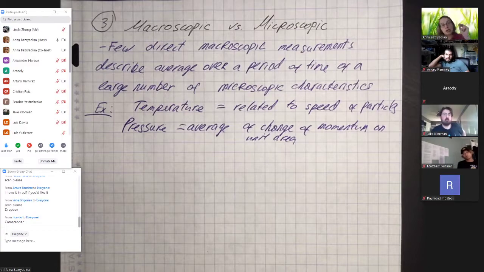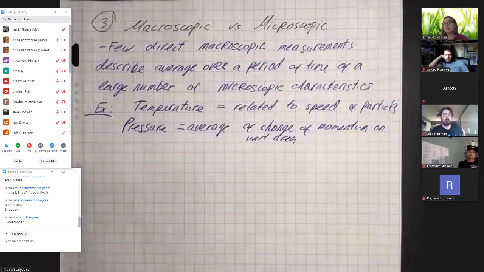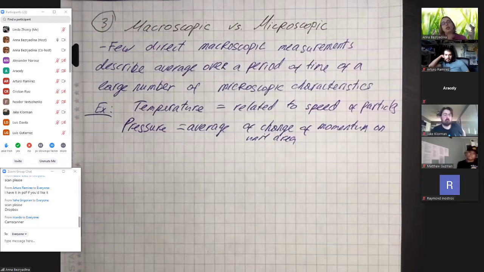So as you continue, for example, to do some research and some modeling, you will be able to incorporate, for example, microscopic parameters to explain bigger macroscopic behavior.